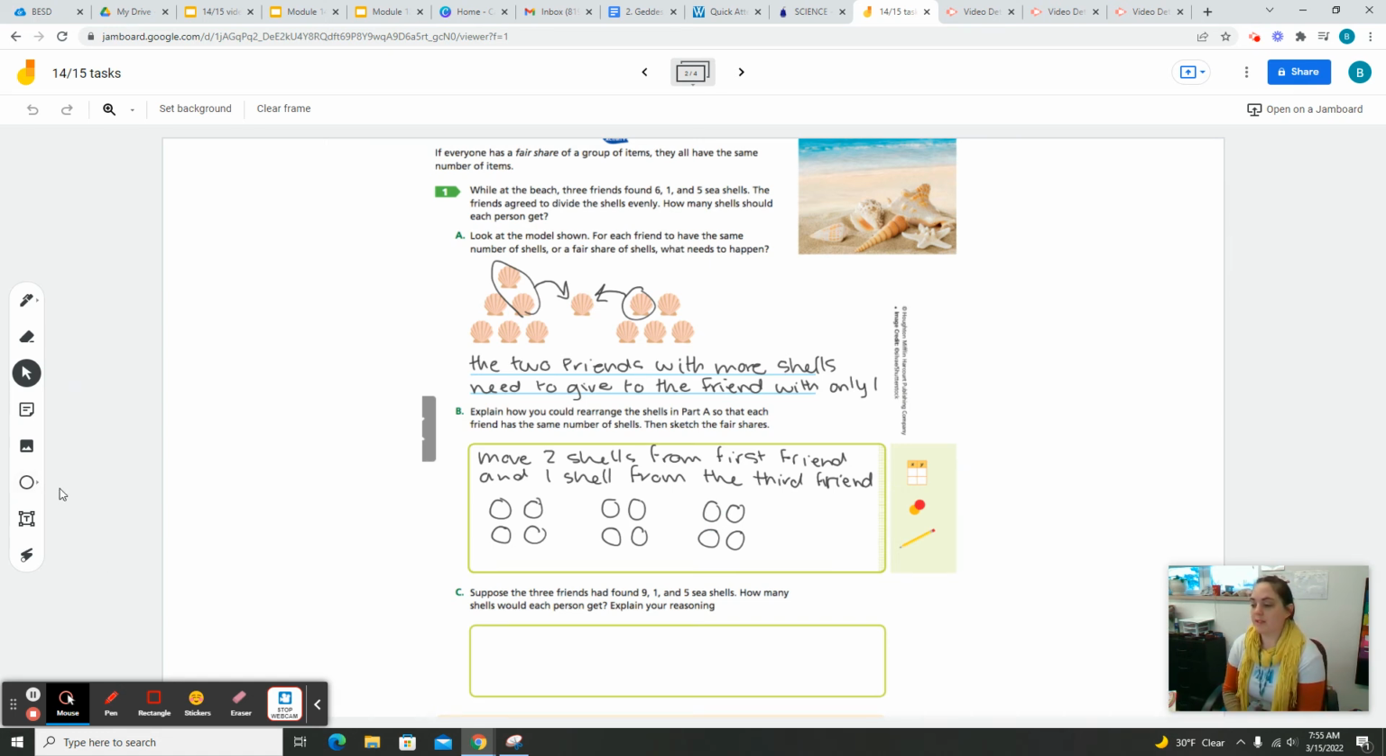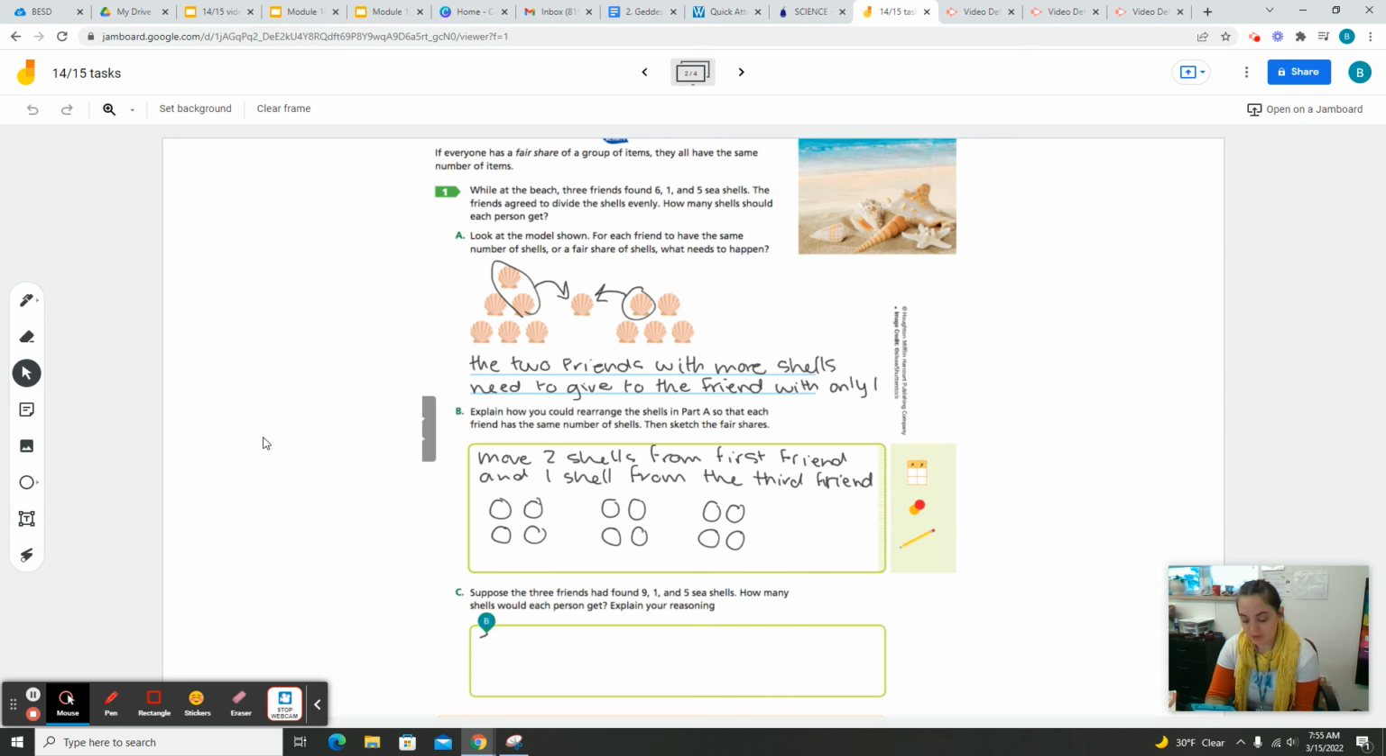Okay, so then suppose the 3 friends had found 9, 1, and 5 shells. How many shells would each person get? So each person, let's think about this. If we give 4 from the first one to the second one, then each person would have 5.